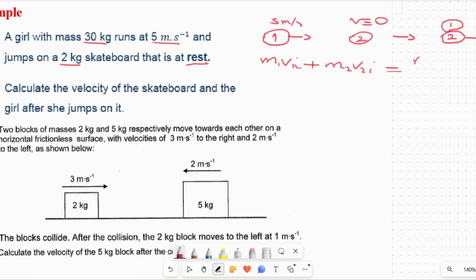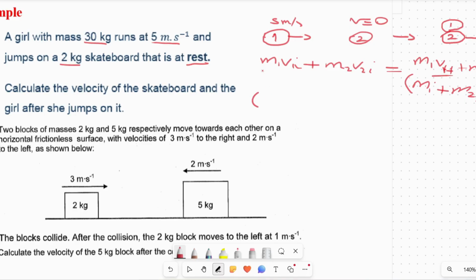So here I'll be saying the momentum of the girl, the final velocity of the girl, plus the momentum of the skateboard, which is mass times velocity. But because these are moving together, I can rewrite this, because the speed of this one will be the same. This speed and that speed are the same because they are moving together. So I can simply rewrite this in that form, the same velocity, because they're moving together.